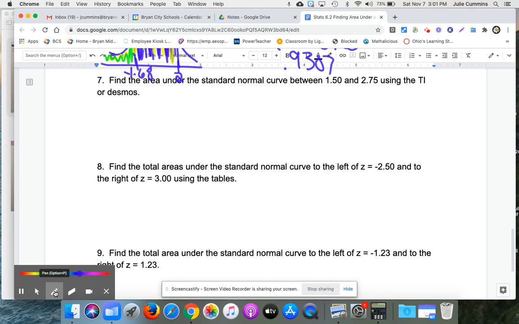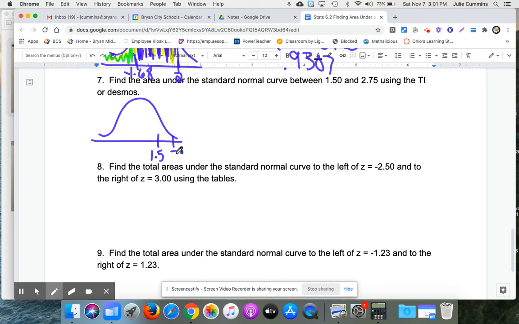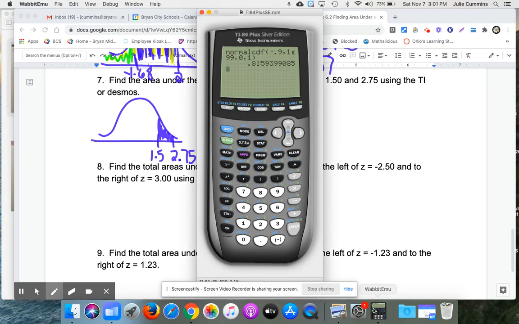Things are usually easier on the calculator than the tables anyway. We want to find the area under the standard normal curve between 1.5, so 1.5 is up here somewhere, and 2.75. So we're looking for the area in between those. It's not going to be a very big number. And we're going to use the calculator to do this. So pull up your calculator.